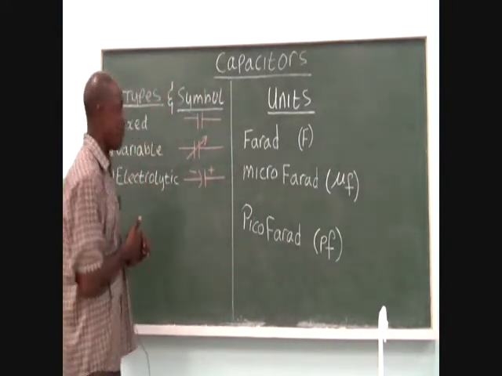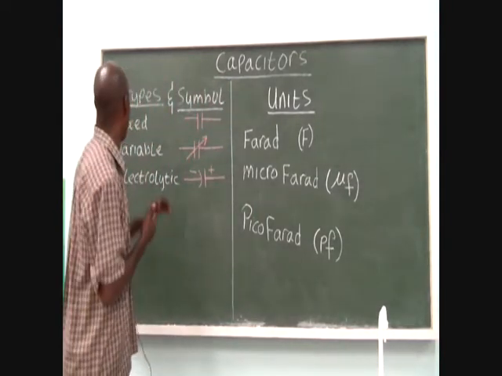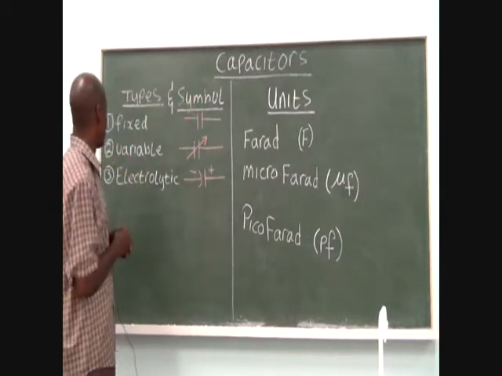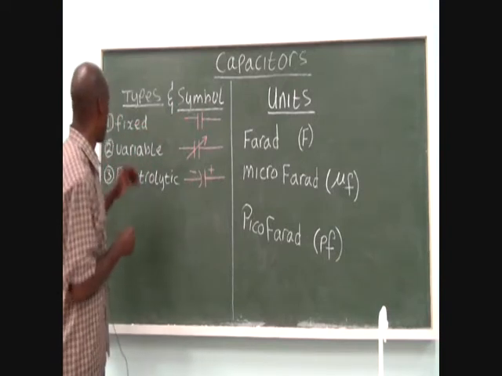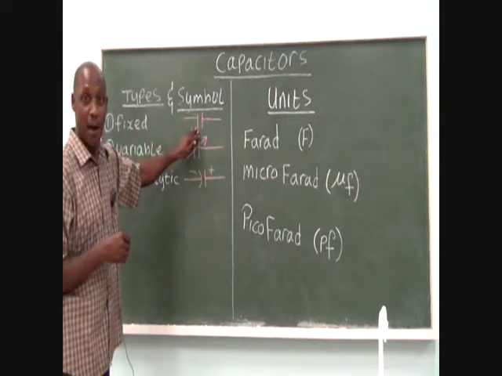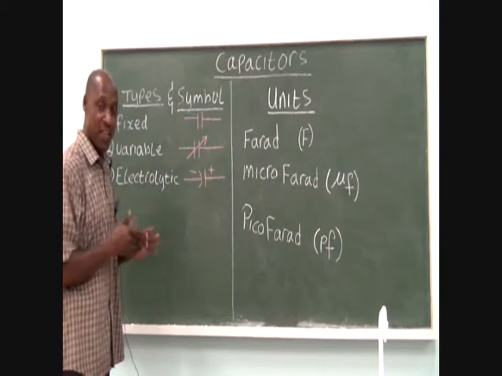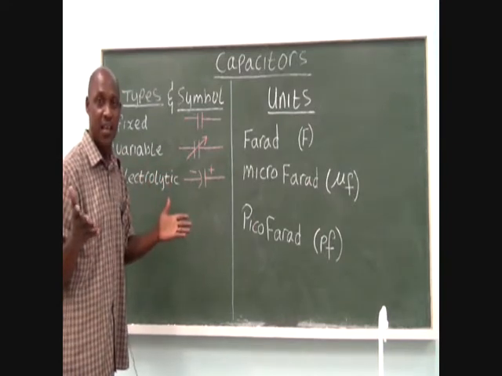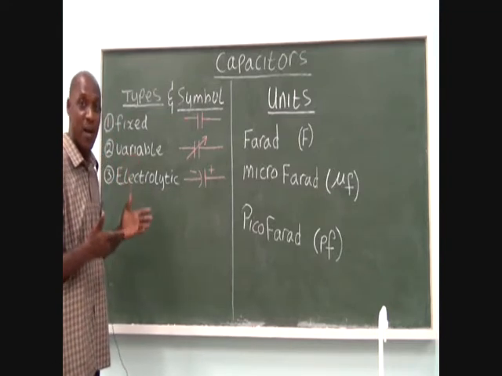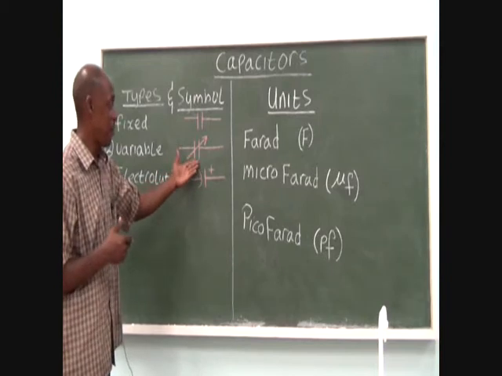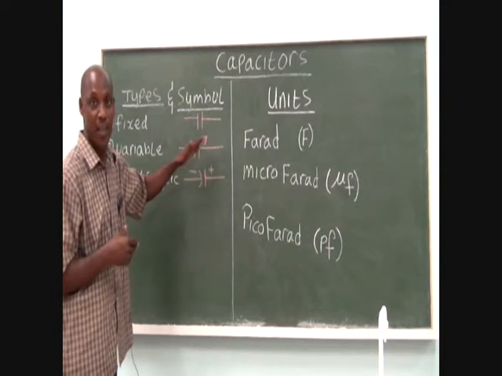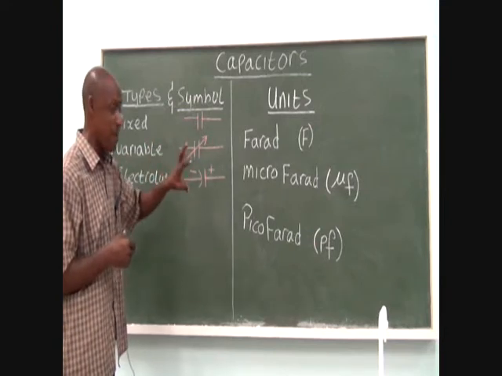Okay, some of the basics of capacitors are the types and the symbols that accompany them. First type we have is what we call the fixed capacitor. This is the symbol that accompanies the fixed capacitor. Fixed meaning that the value is steady, it's constant. Second, we have what is called the variable capacitor. This is the symbol for the variable capacitor. It is just like the fixed symbol, except that it has an arrow through it, indicating that it could be varied.